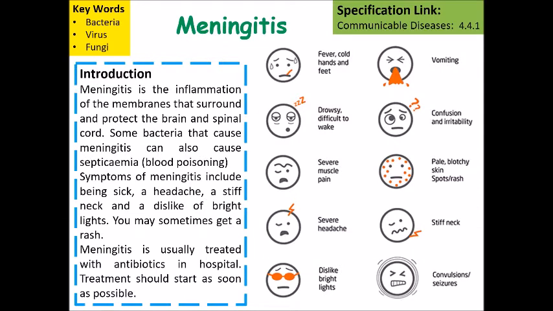The final type of human disease that we need to have a quick look at is meningitis. So meningitis is the inflammation of the membranes that surround the brain and spinal cord. So the bacteria that cause meningitis can also cause septicemia. Right, remember that septicemia is blood poisoning. Symptoms of meningitis include being sick, a headache, stiff neck, and dislike of bright lights. You may also get a rash.